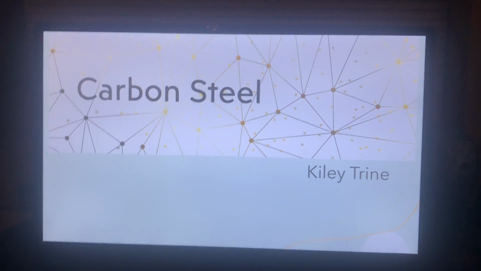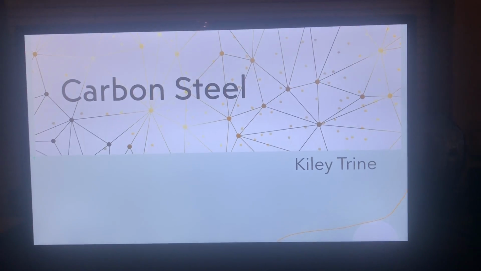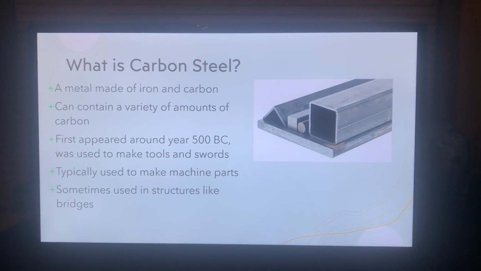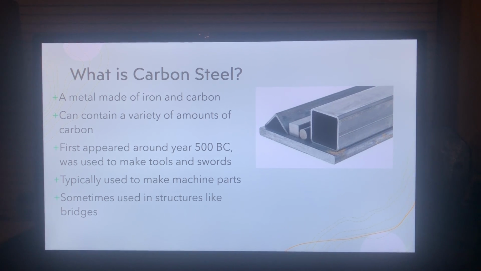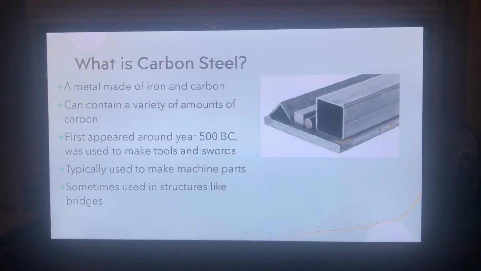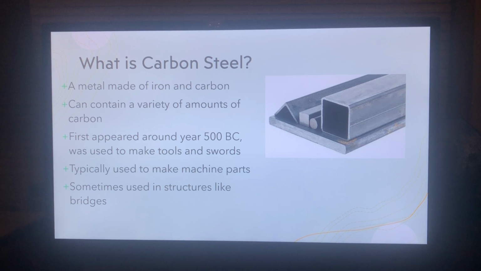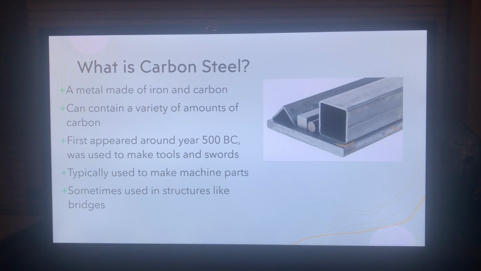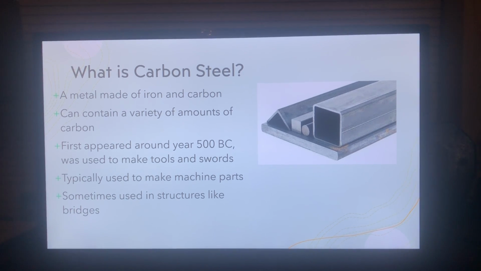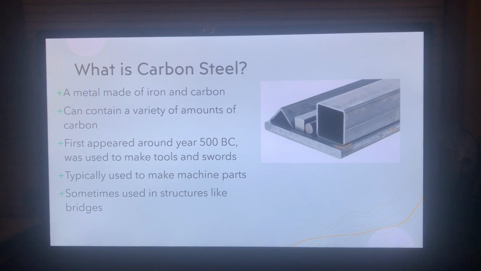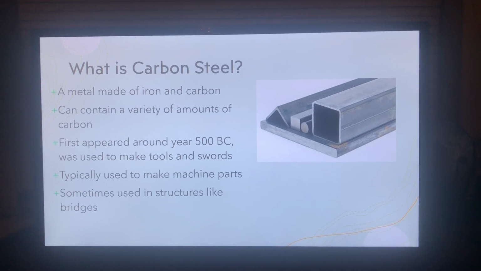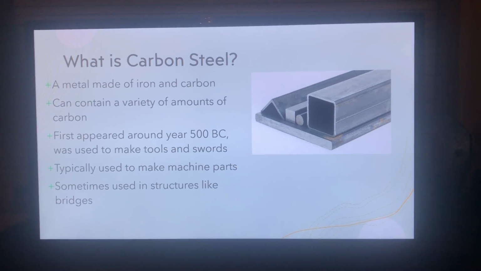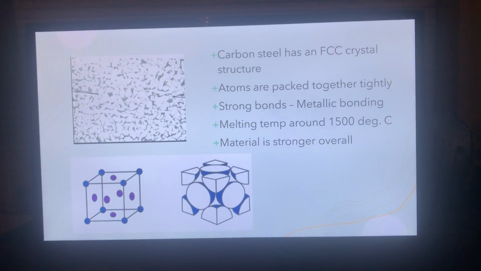Okay, for my presentation, I did carbon steel. Carbon steel is a metal that's used a lot in mechanical engineering. It's made of iron and carbon, and depending on how strong it is, it has different percents of carbon mixed in. It first appeared around year 500 BC, and it was used to make tools and swords, but today it's used to make machine parts, so it'll be used to make like gears, fasteners, and shafts, and sometimes it can be used for structures, so bridges and buildings.